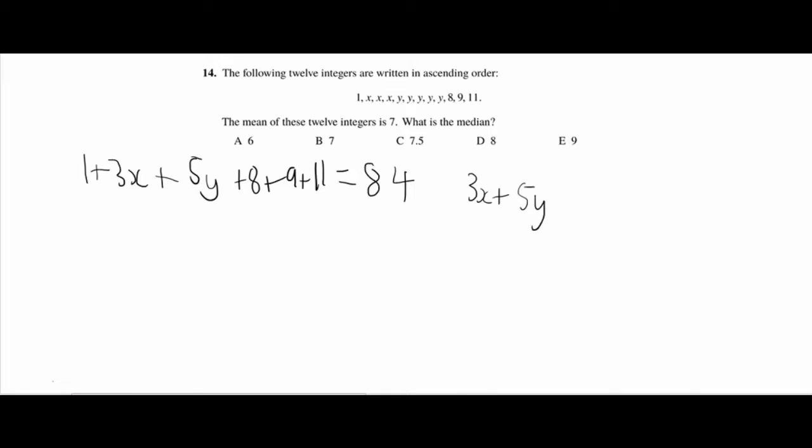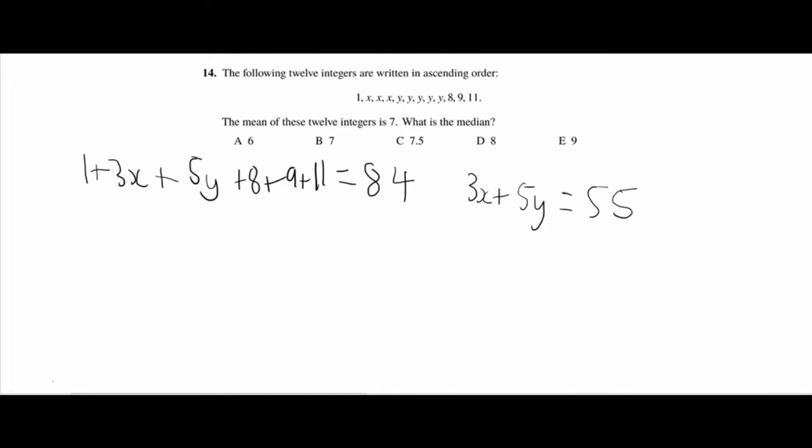And so 1 plus 3x plus 5y plus 8 plus 9 plus 11 is equal to 12 times 7, which comes out as 84. If we simplify this a bit, we will get that 3x plus 5y is equal to 55.